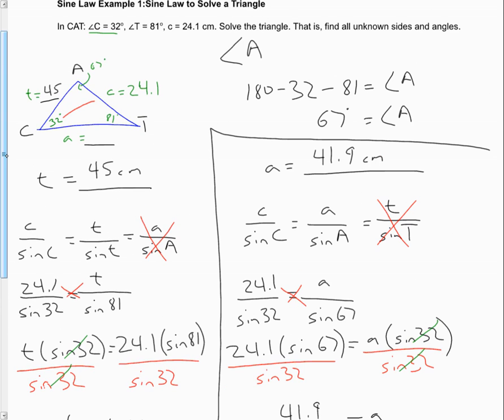So what I've done now is I have solved all six parts of this triangle. I know the length of side C, side A, side T, and I also know the angles for C, A, and T. Once I know all the lengths and all the angles of that triangle, that means you have solved it completely.